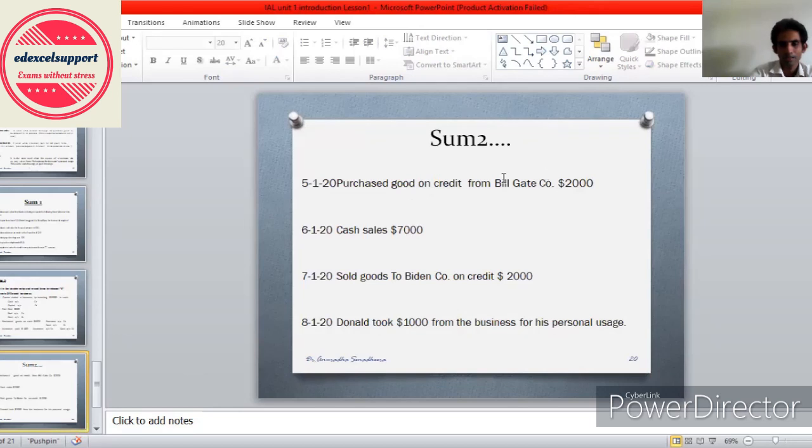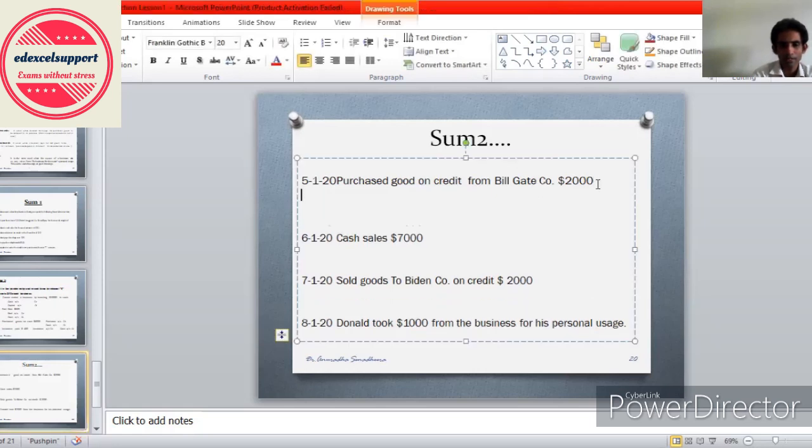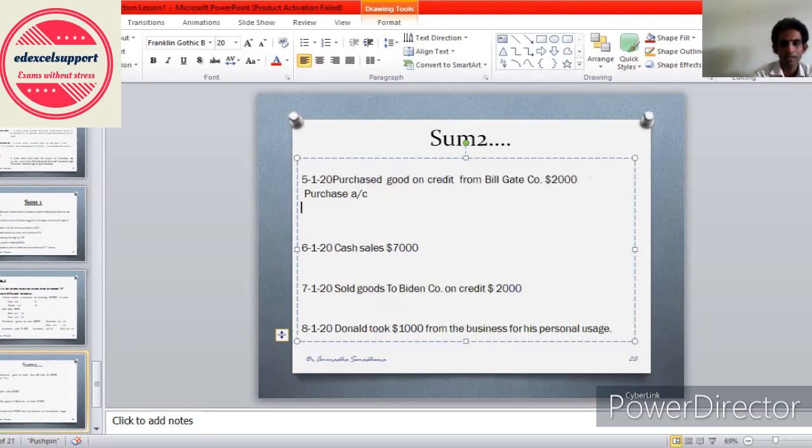We are continuing the sum two. Purchase goods on credit from Bill Gates company, 2000. So we have taken goods. So two accounts should be there. Please tell us the purchase account, the correct purchase account. The other account should be purchase goods on credit. So who will be credited? Credit purchases. Remember, it's a credit purchase. Trade payable will be credited, or credit.